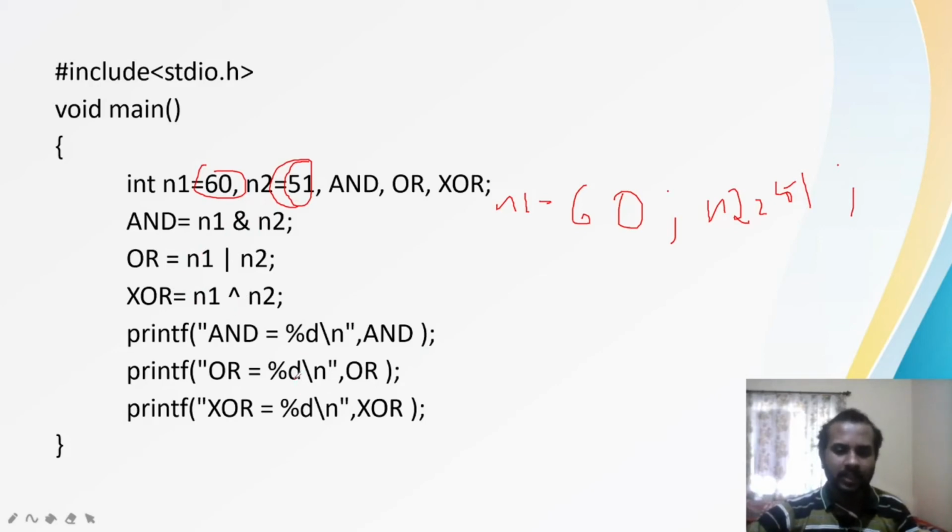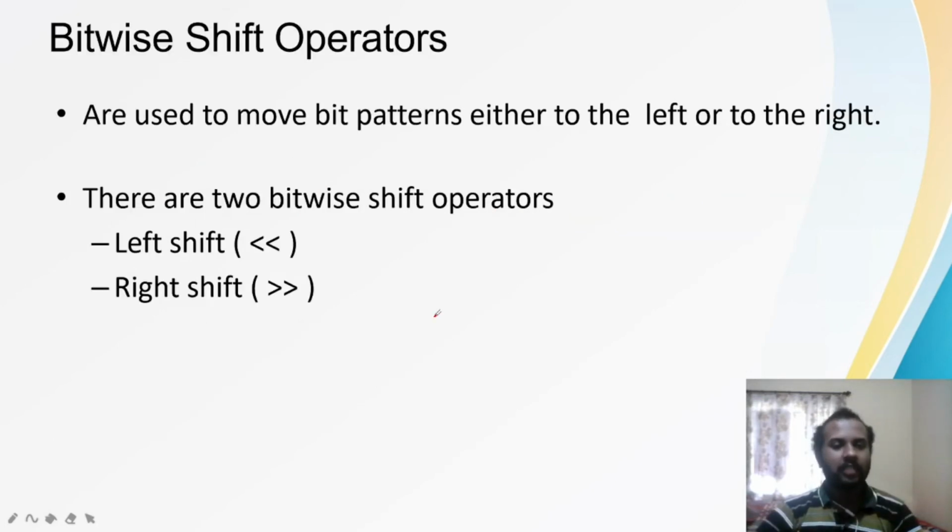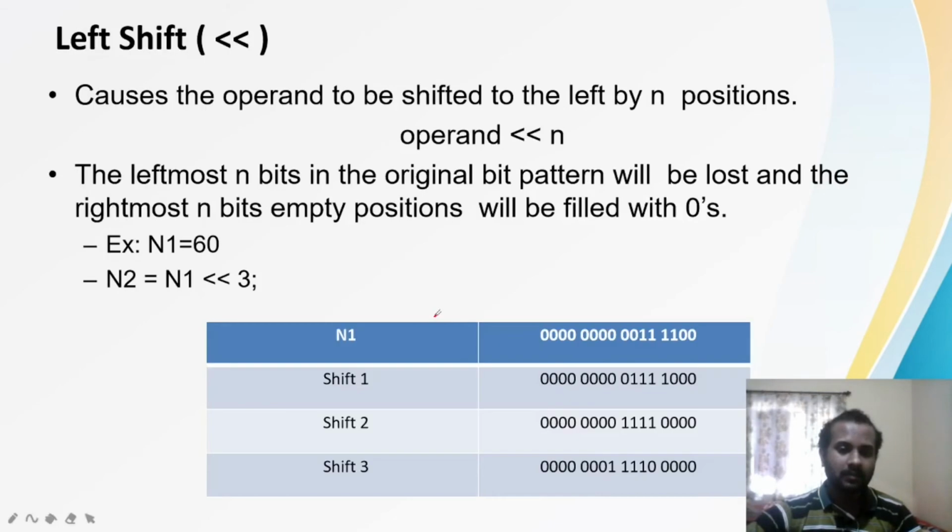Here, when you are getting printed, the integer value will be getting printed. Okay. Bitwise shift operators are mainly used to move the bit patterns either to the left or to the right side. There are two bitwise shift operators, one is left shift and another one is right shift. In the left shift, you are moving the bits to the left side, and in the right shift you are moving the bits to the right side. Left shift bitwise operator causes the operand to be shifted to the left by n positions.